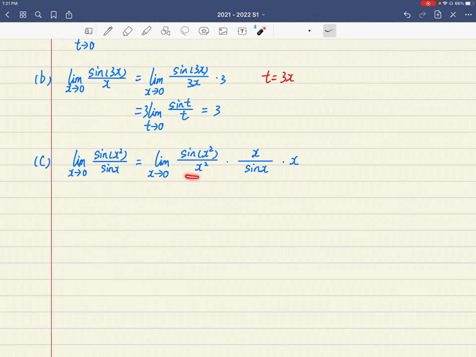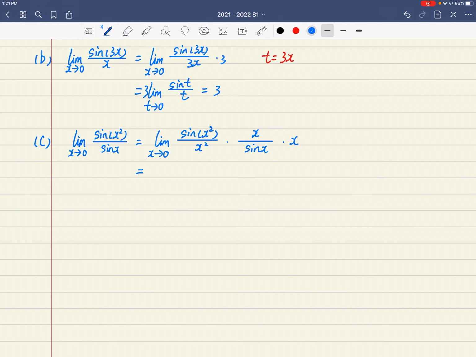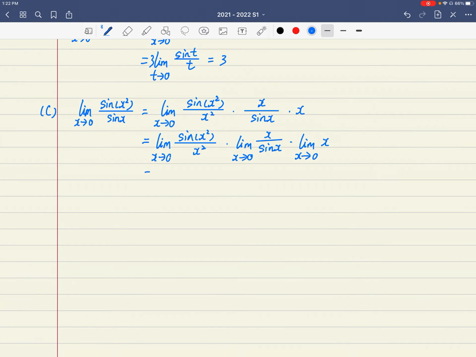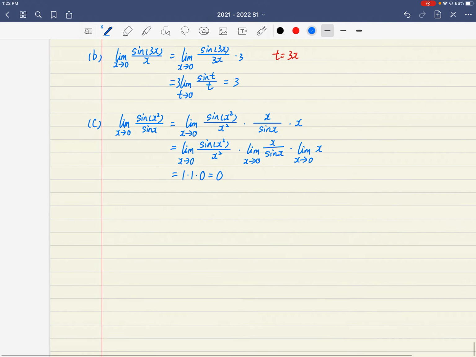If you write it this way, actually I have 3 parts of the limit. The first part of the limit, from part A, you already know this limit is 1. And then the second part of the limit, you also know the limit is 1. Then the third part of the limit, you know the limit is 0. So the result is just 1 times 1 times 0. The result is 0.